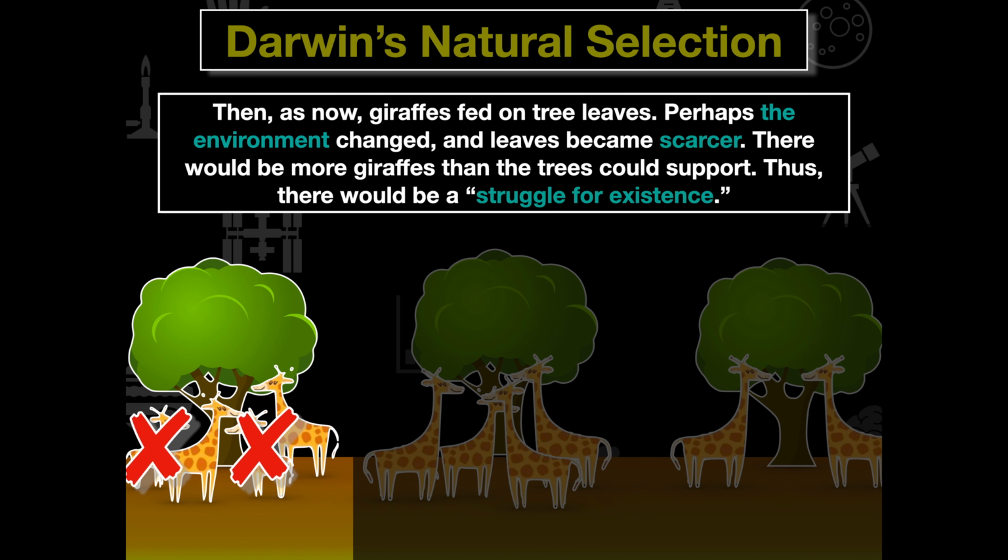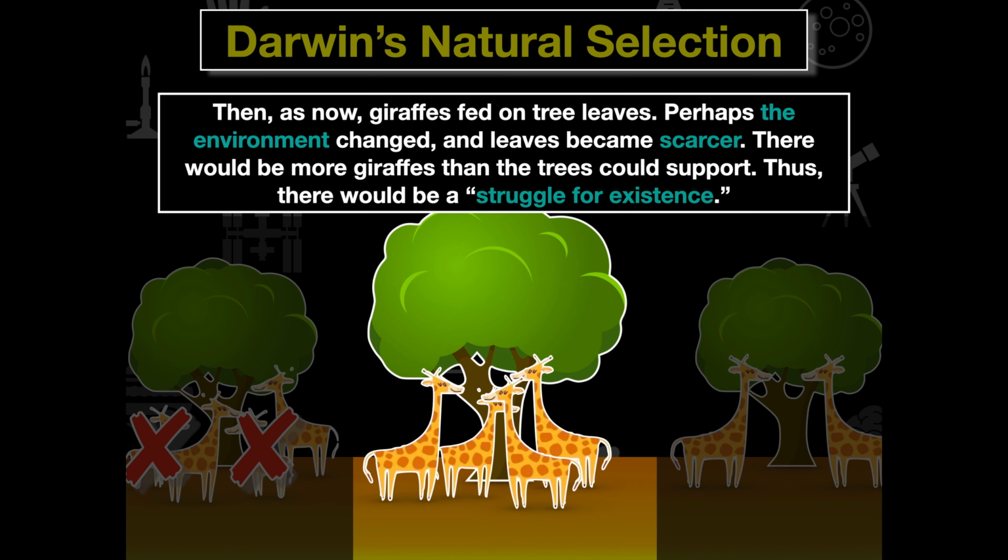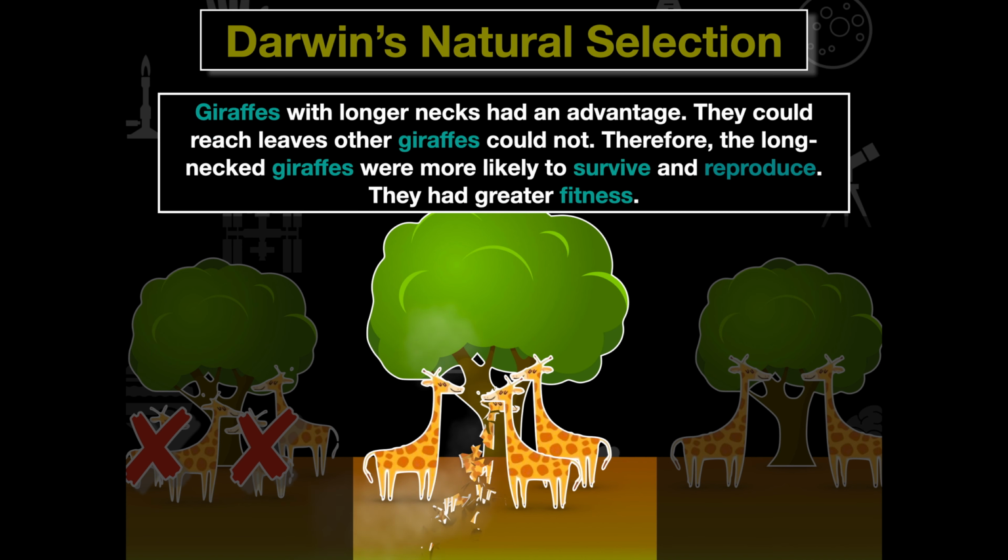So over time, what we're going to see is the taller giraffes with the longer necks are going to survive and the shorter ones are not. Given a couple of generations, we see the overall neck length for the entire population of giraffes get longer and longer. We can also see that as the environment changes, these organisms adapt via the process of natural selection. Again, we're seeing these shorter giraffes being selected against. In the end, the giraffes with the longer necks had an advantage. They could reach the leaves that the other giraffes could not, and therefore the longer-necked giraffes were more likely to survive and reproduce. They had the greatest fitness.